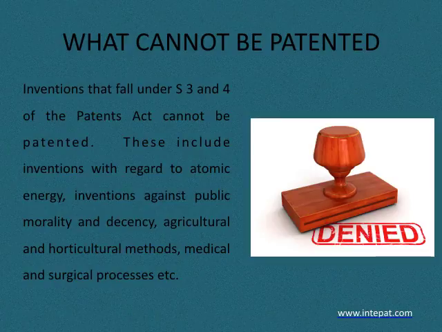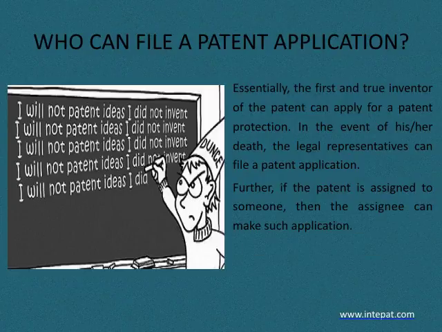Now, who can file a patent application? Essentially, the first and true inventor of the patent can file for patent protection. That is the person who has actually invented the product or process. In the event of his death, the legal representatives can file a patent application. Legal representatives can be your immediate family members, or if the power of attorney is given to any lawyer, then he can file for a patent application on behalf of the true and first inventor.